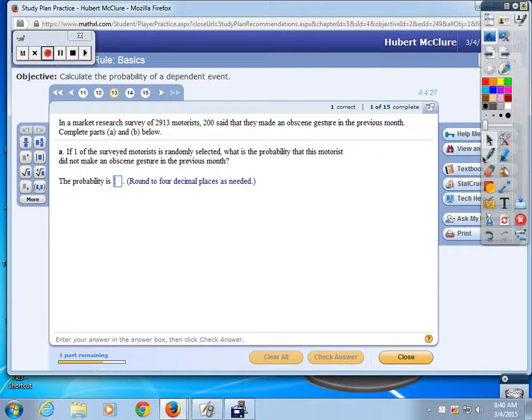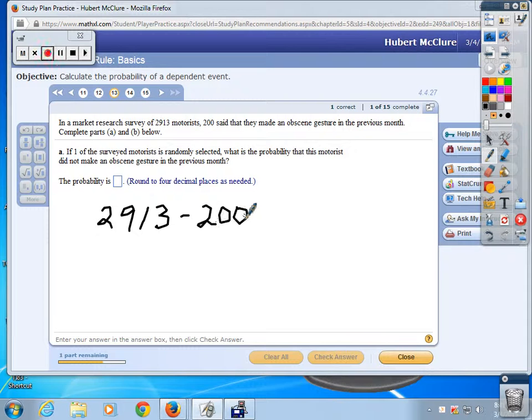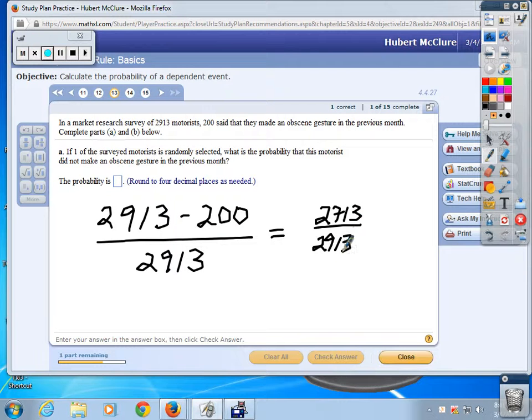One more time. Read it all the way down. Okay. What's one way of finding it? Say 2913 minus 200 over what? 2913. And somebody tell me what you get when you subtract 200 from it. 2713 over 2913, and somebody give me that decimal.